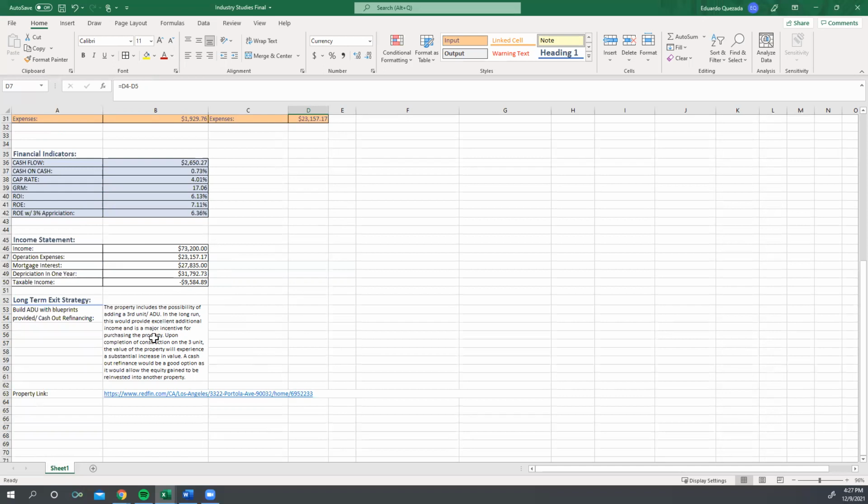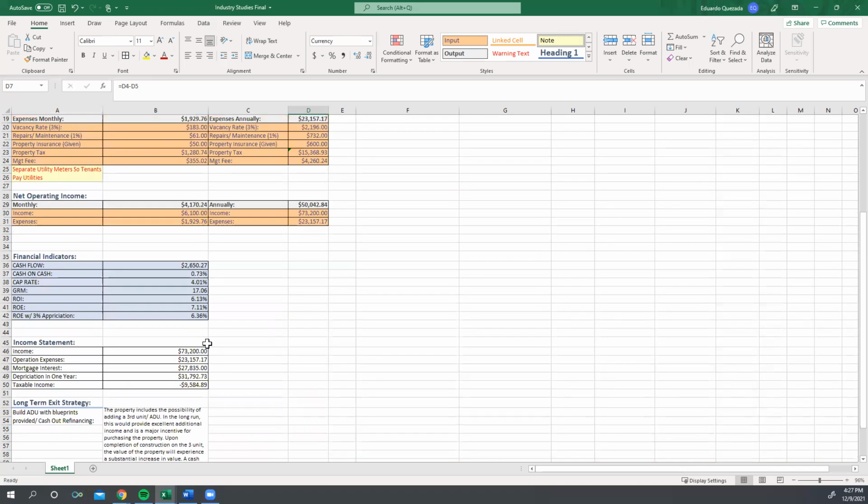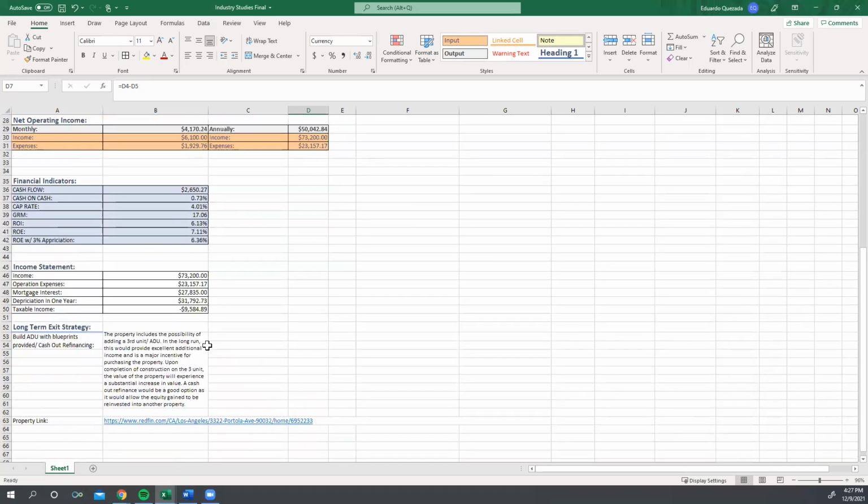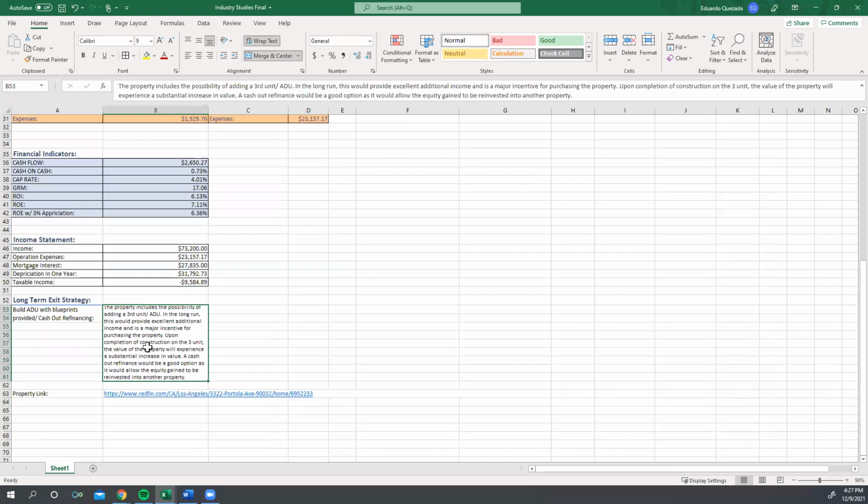As far as the exit strategy, I'm planning on doing a cash-out refinance, since the completion of that third unit/ADU will increase the value of the property, allowing for a greater amount of equity to be taken out, and thus being able to reinvest that money into something else, or another property more specifically.